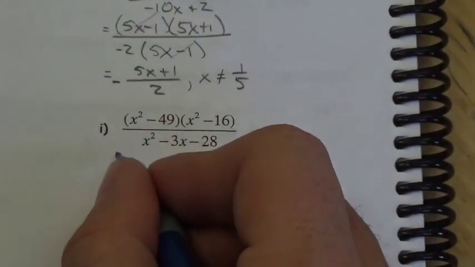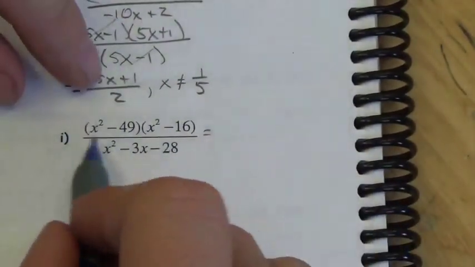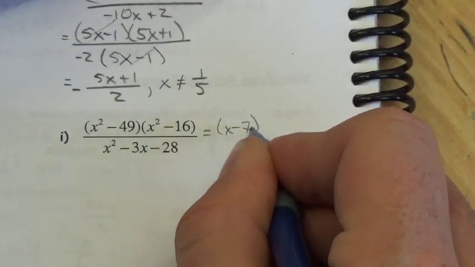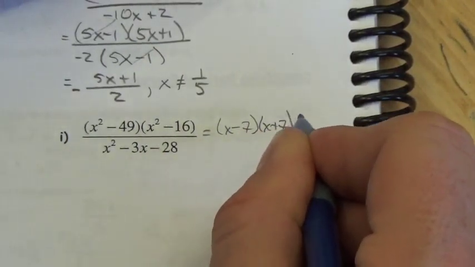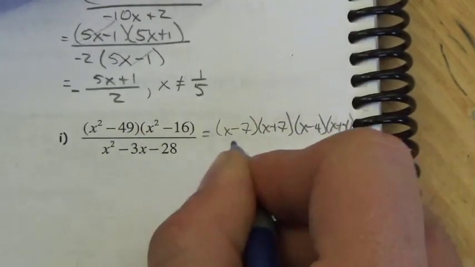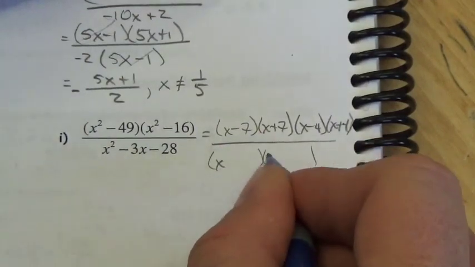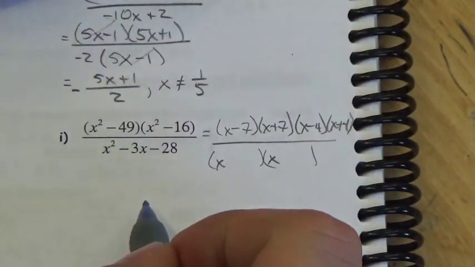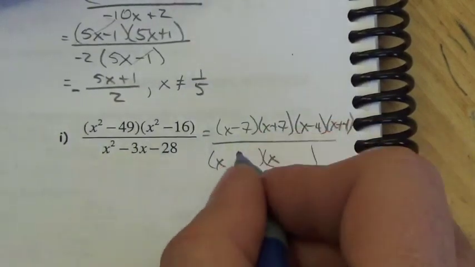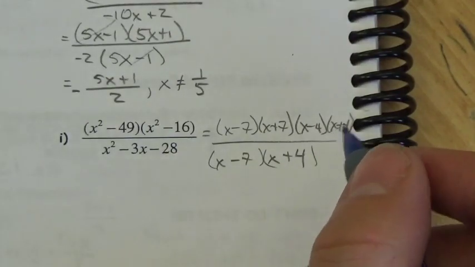All right, this next one. Okay, a little bit more complicated because there's a bunch going on here. I've got two difference of squares here. So it's going to be x minus 7, x plus 7, x minus 4, oh, I'm running out of room, x plus 4. Yikes. All over. Well, in this case here, the first terms are going to be x. And then factors of 28 that get me negative 3 there, well, that's going to be negative 7, x plus 4.